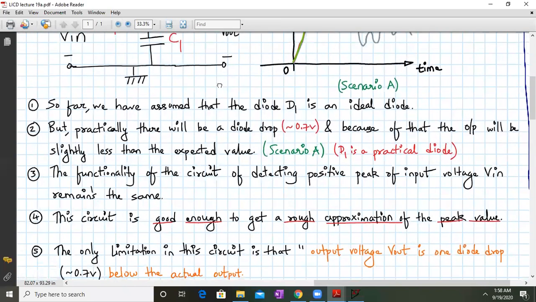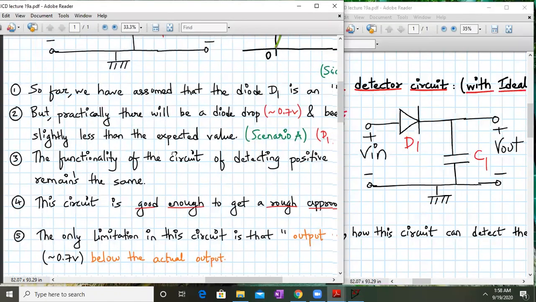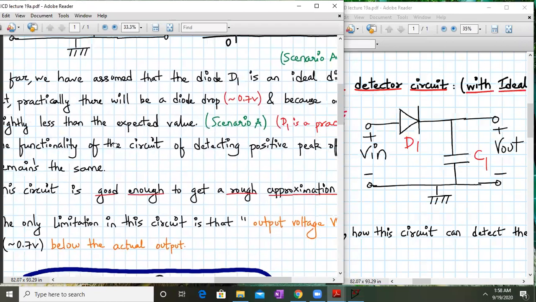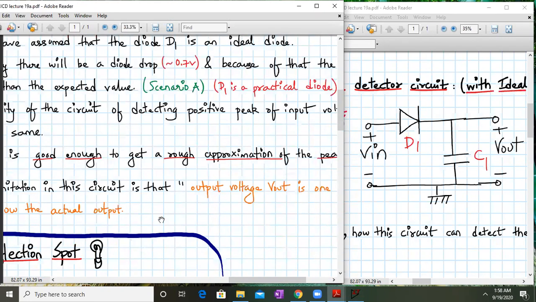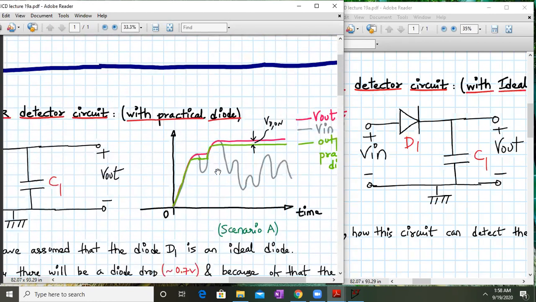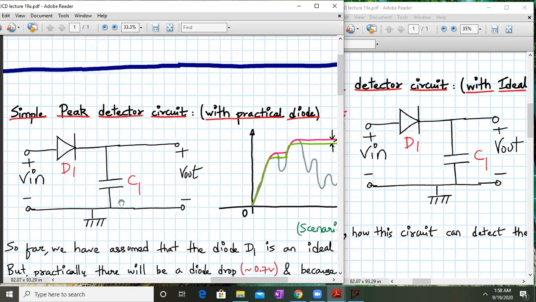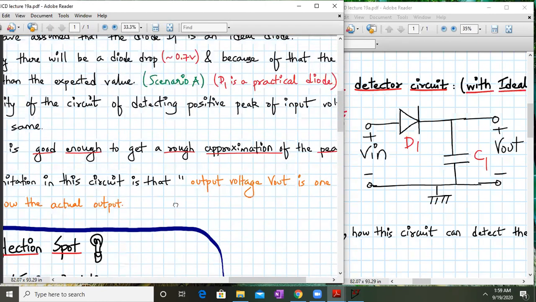You all can go through it. The functionality of the circuit of detecting the peak value of the input signal remains the same. It is basically a good approximation of a peak detection. It's not an exact value, but it's a good approximation. It is a terrible approximation whenever the input amplitudes are quite small. As you know, this simple peak detector cannot detect very small amplitude inputs. So this will fail terribly whenever my peaks are very, very small in amplitude. There we might have to go for a different circuit.